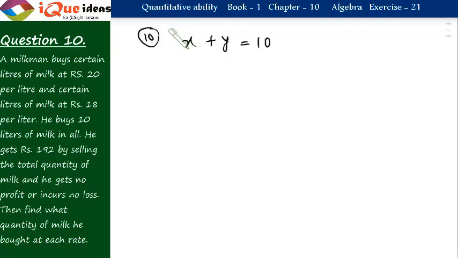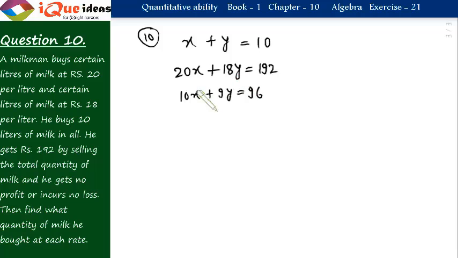The first x liters were bought at rupees 20 per liter. So the price would be 20x. The next y liters were purchased at 18 rupees per liter. So the expenditure would be 18y. So total expenditure is 20x plus 18y, and total money received is 192. Hence expenditure should be equal to the receipt. So 20x plus 18y should be equal to 192. You can divide by 2, so you get 10x plus 9y is equal to 96.